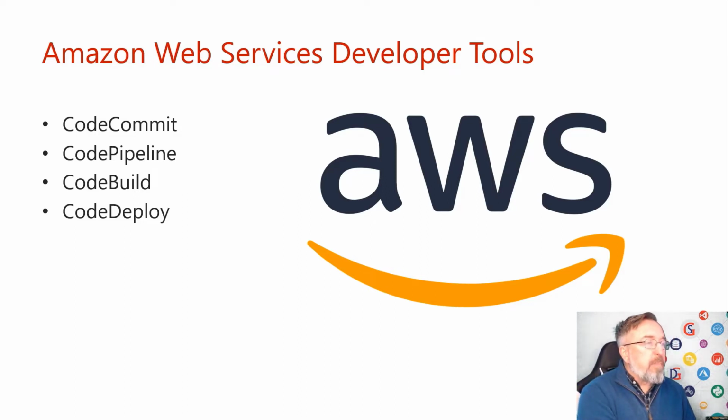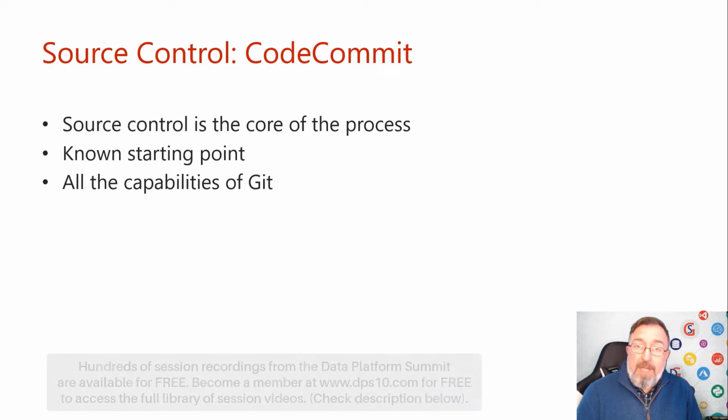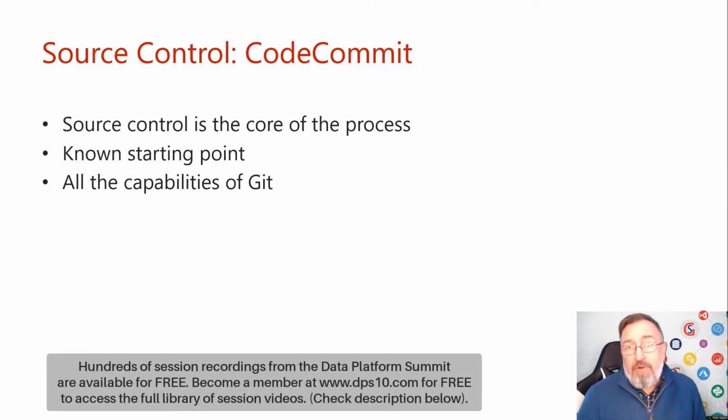So let's walk through them. And they're all part of AWS. Now, Code Commit is their source control. And it is fundamental to everything you do. You've got to have your stuff in source control. Now, AWS will support all kinds of different source control systems. You could use GitHub, you can use others, but they've got their own Git implementation, which is Code Commit. And it is the starting point for everything that we do. So it is source control, it's versioned, it's branched, it's everything that is Git.